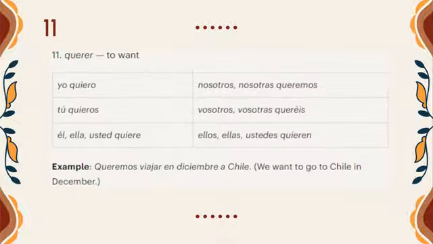Right? Very basic. Querer is to want. Once again, it's irregular. And the example they give is "Queremos viajar en diciembre a Chile." We want to go to Chile in December. Right? Pretty basic.